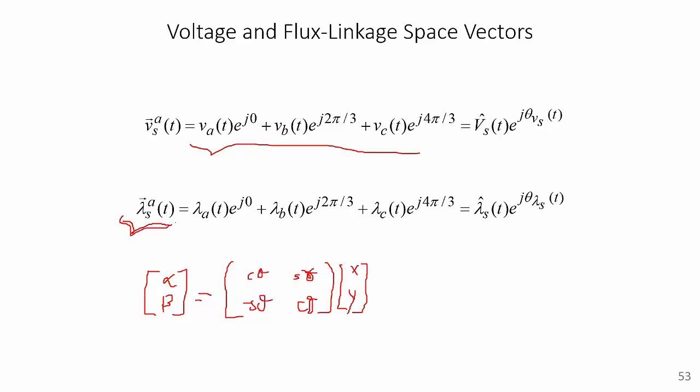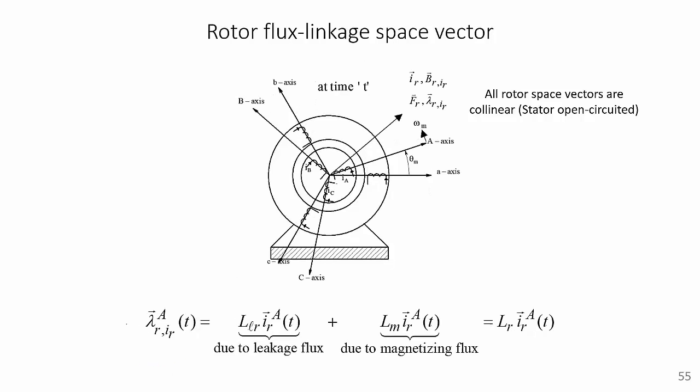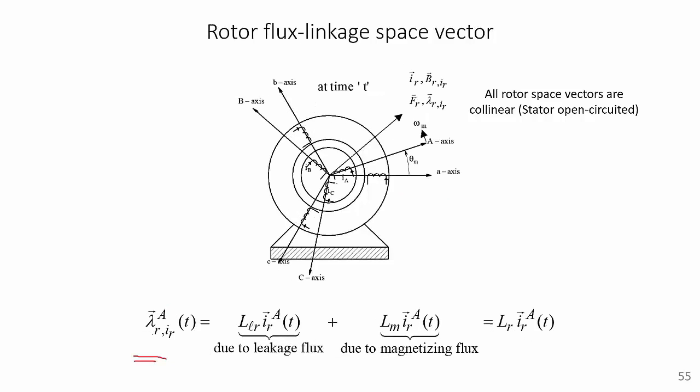In this slide, the flux linkage that was derived in the previous slide is rewritten in space vector form as shown here. And similarly, the rotor flux linkage space vector can also be rewritten in this form. It must be noted that the stator flux linkage space vector was written with respect to the stator A phase magnetic axis, and the rotor flux linkage space vector was written with respect to the rotor A phase magnetic axis.